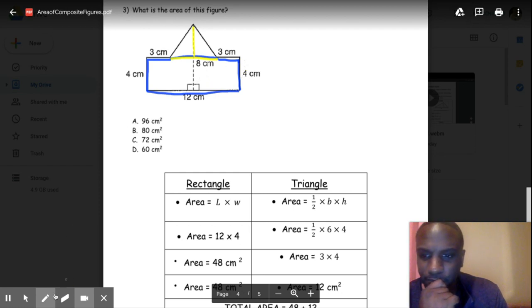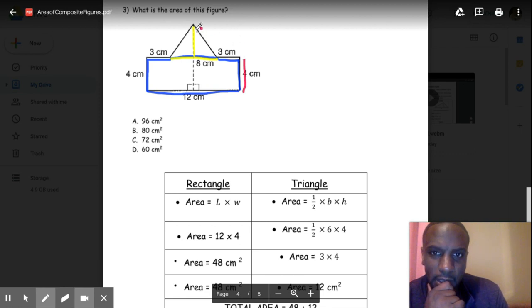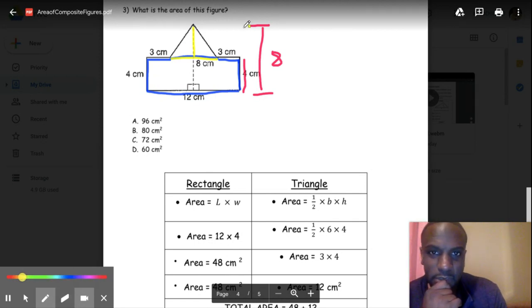But I do know, let me put in a different color, if this is 4, and from here all the way down to here has to be 8, based off of this right here. This is 8. So if this is 8 and this is 4, then what does that make that? That means, Mr. Hunt, that from here to here has to be 4. 4 plus 4 gives me 8. So that means the height of my triangle is 4. So my height of my triangle, h equals 4.